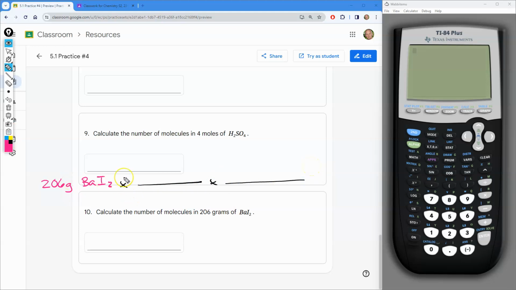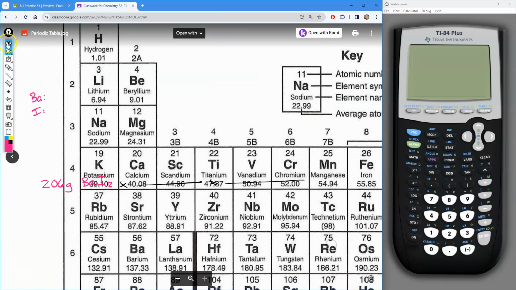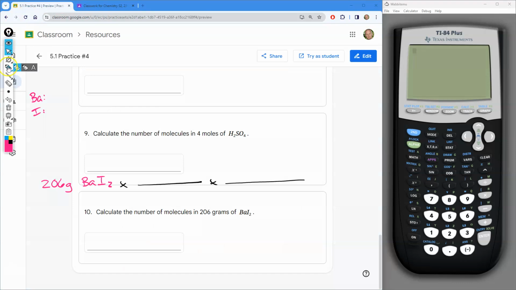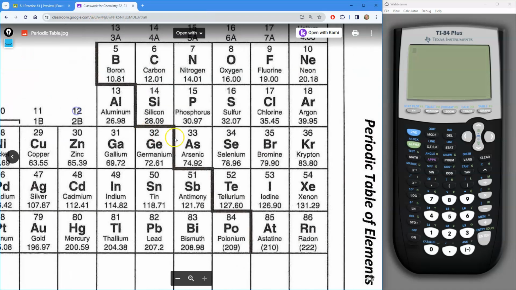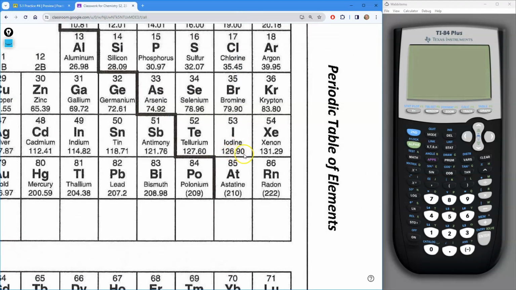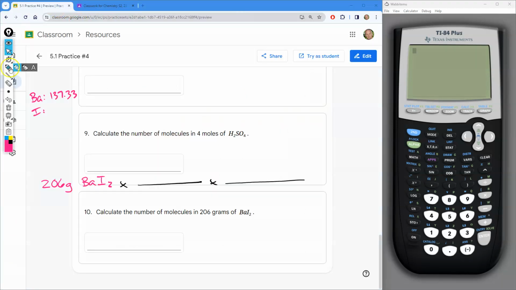To go from grams to moles, we're going to need the molar mass. So we need barium's mass and we need iodine's mass. So let's take a look at our periodic table. So barium, Ba, is 137.33. And then iodine is 126.9. But it's I2, so we need to multiply that by 2.